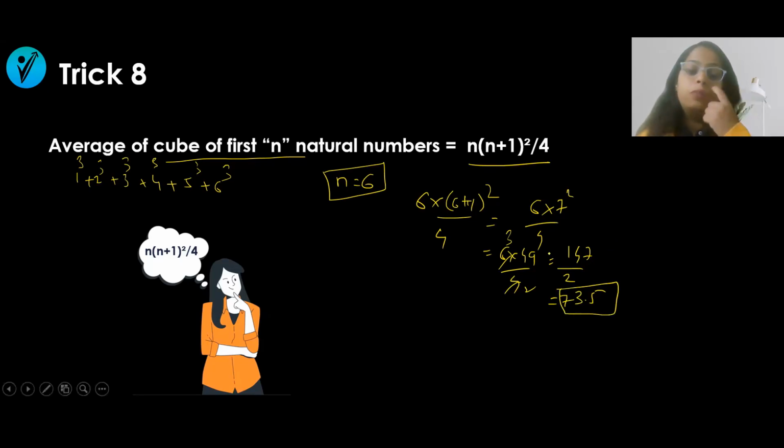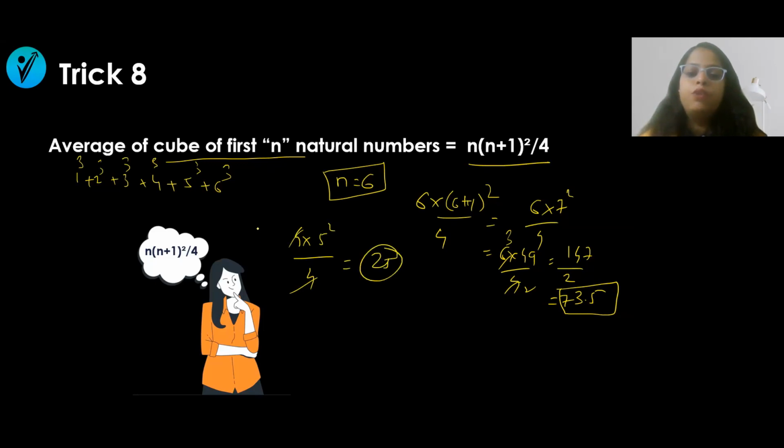So if you add 1 cube plus 2 cube, that means 1 plus 8 plus 27 plus 64 plus 125 plus 216, whole divided by 6, you will get the answer as 73.5. Suppose you take the first 4 terms, so what will it be? 4 into (4 plus 1), means 5 square, divided by 4. 4 will get cancelled. Answer will be 25 for the first 4 terms. If n is equal to 4, average will be 25.